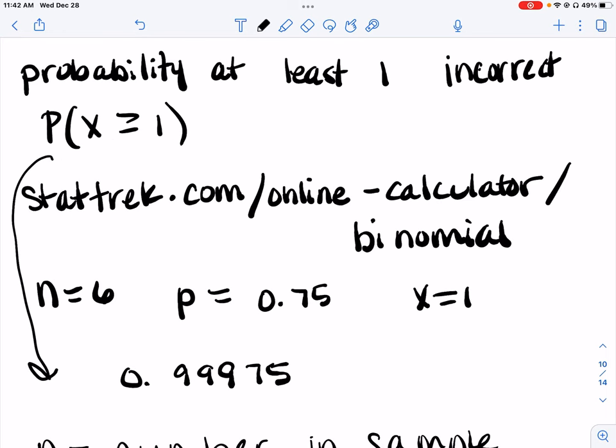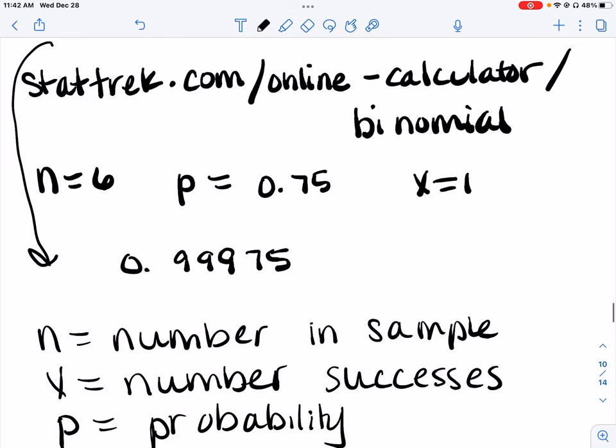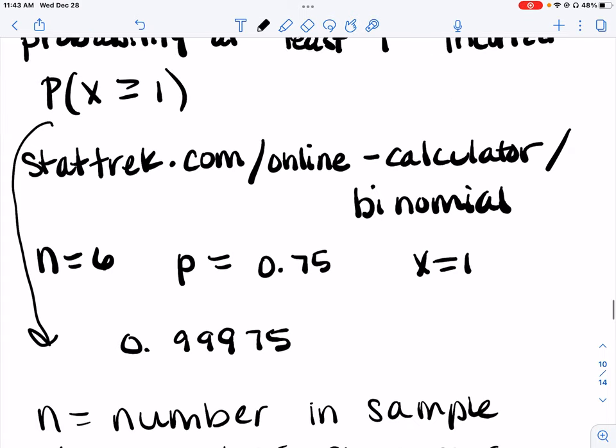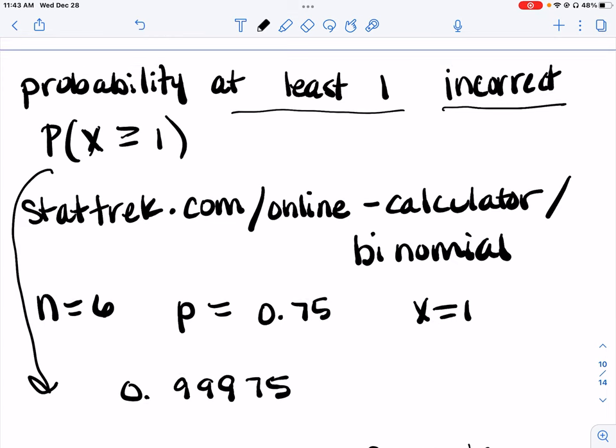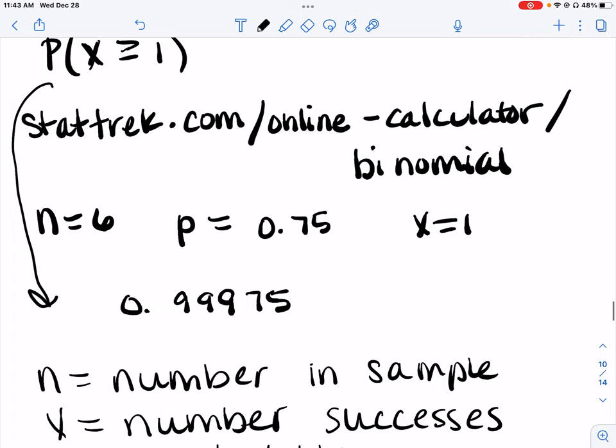The probability of at least 1 wrong, we're going to use this website, stattrek.com/online-calculator/binomial. It gives you several answers when you do this. What we input is N equals 6. N is number in the sample, number of questions. X is how many successes, so we're going to put 1 in for X. Probability, we're going to put in 0.75 because it said incorrect. Then hit compute, and the answer you're looking for is the one that says X is greater than or equal to 1, because it said at least 1. That means 1 or more. And that will give you your answer.